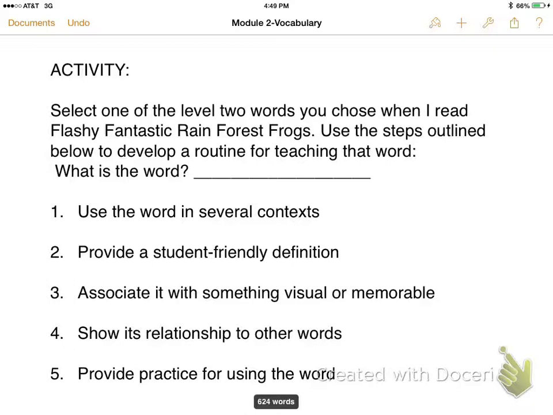All right. How can you show its relationship to other words? What are other words that you could relate it to? What about providing practice for using the word? How would you allow opportunity? Write it down on a piece of paper. Okay, you may have to spend some more time with this slide. You can probably back up and watch it again and do it, but I'm going to move on.